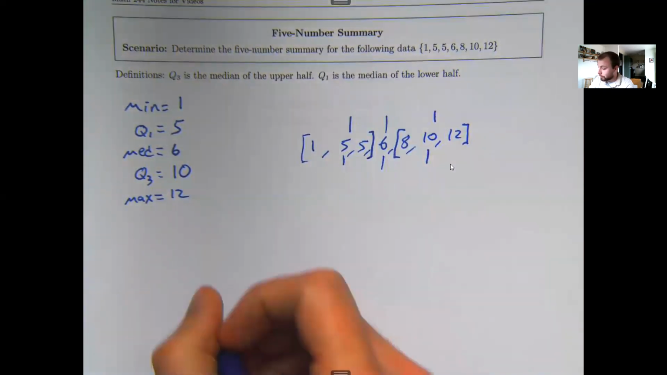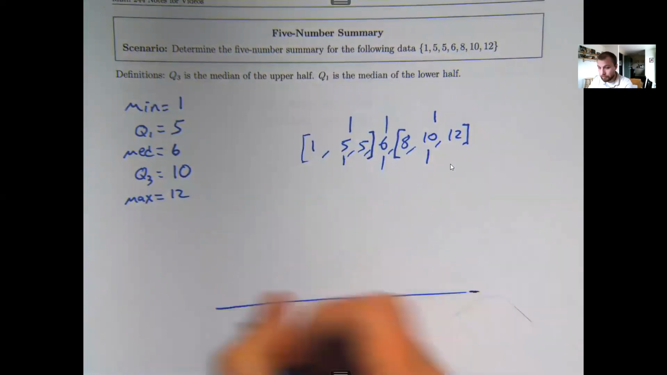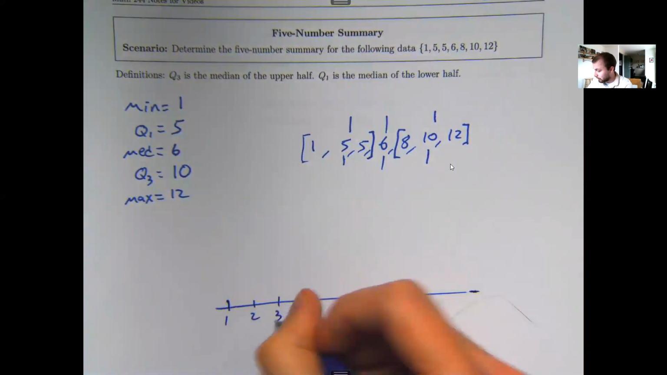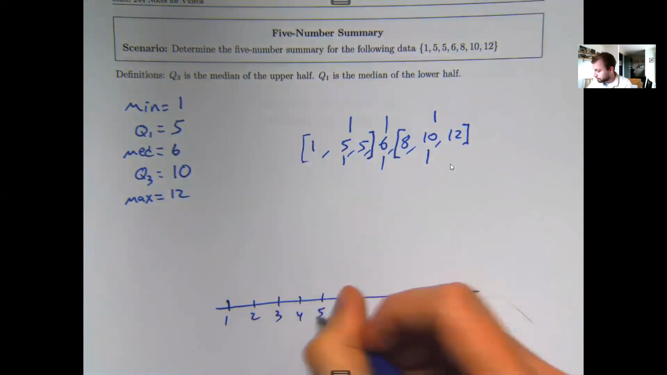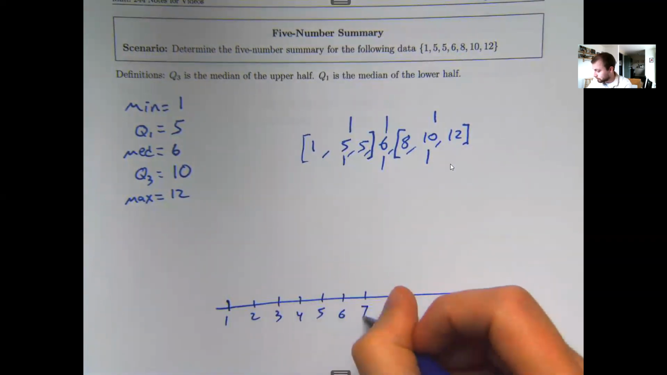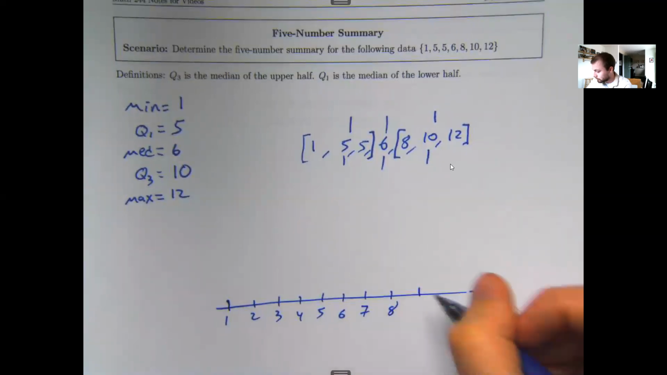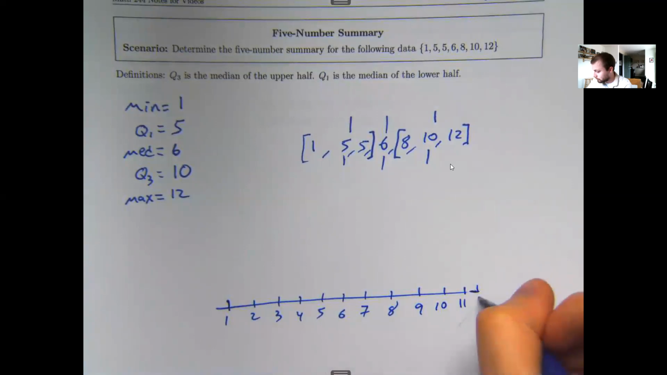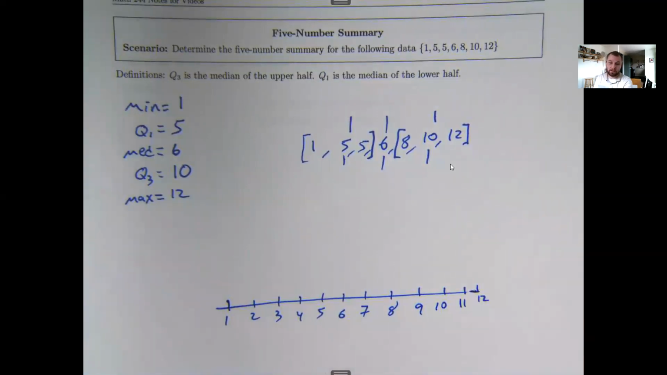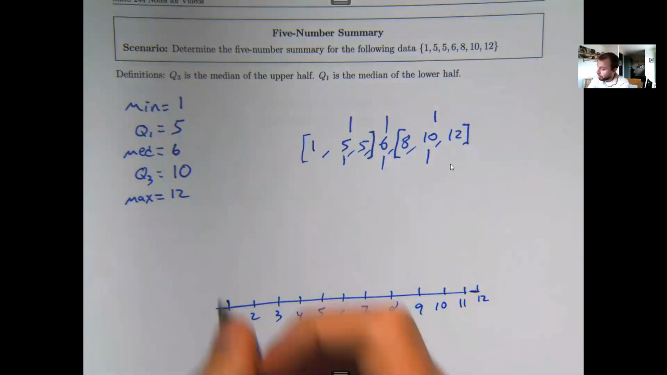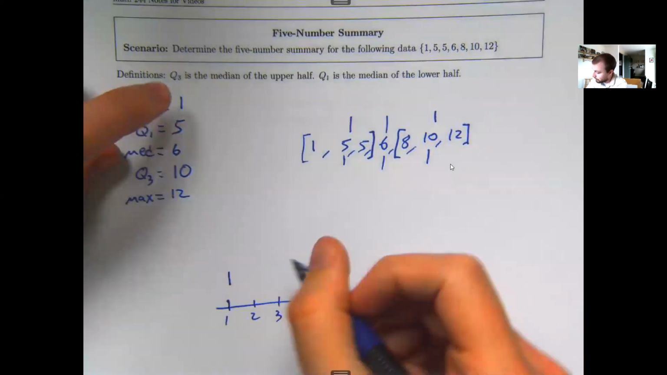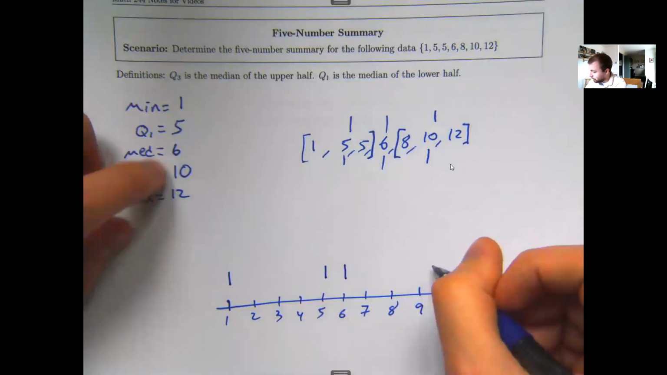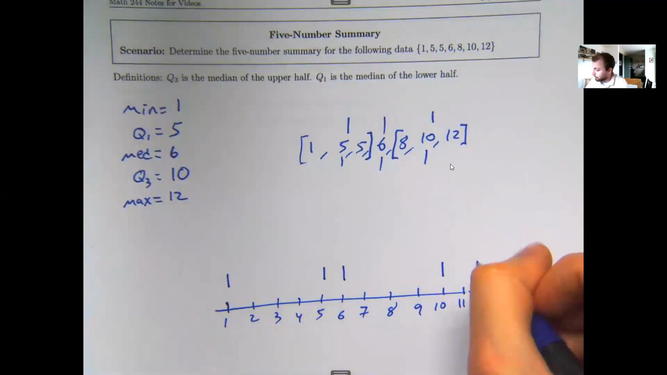You can make a visual using this information. So if you put this stuff down on a number line, starting at 1, and I'm going to count by ones. So there's my number line. I can mark my minimum, my first quarter mark, my median, my third quarter mark, and my maximum.